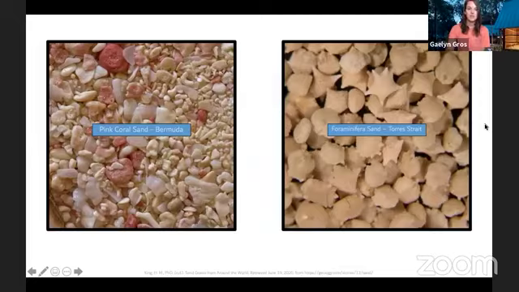Let me know if any of you have been to a foraminifera beach. Type it in the chat. I want to know.